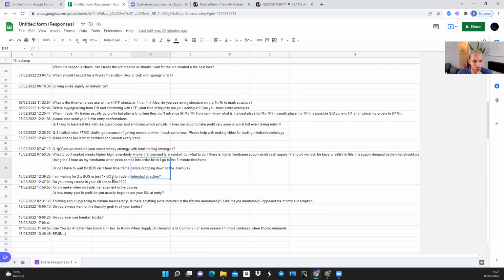We're waiting for 2 BOS or 1 BOS. I covered this already. 2 BOS is, I personally will look for 2 break structure when I'm less sure about the setup. 1 break structure just if I like the setup, which is I usually just trade setups that I like in general. Do you always trade in your kill zones time? Yes, 95% of the times.